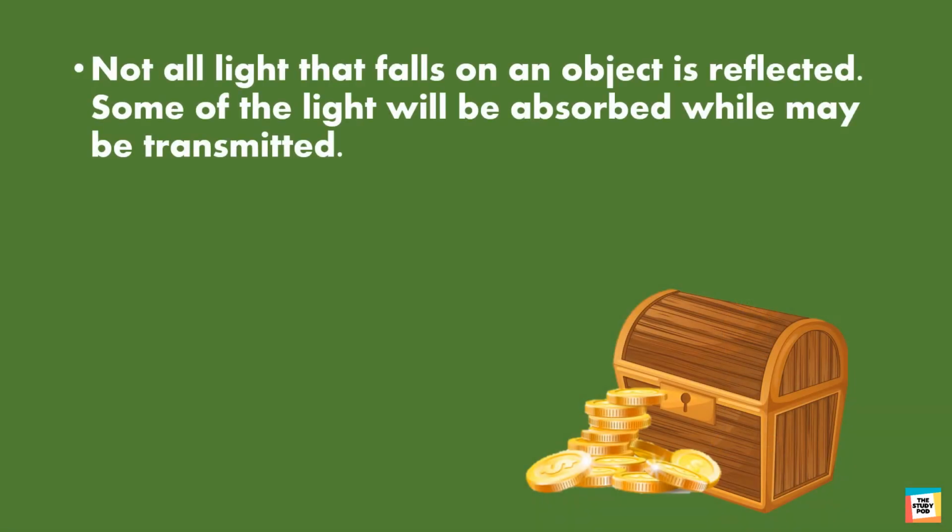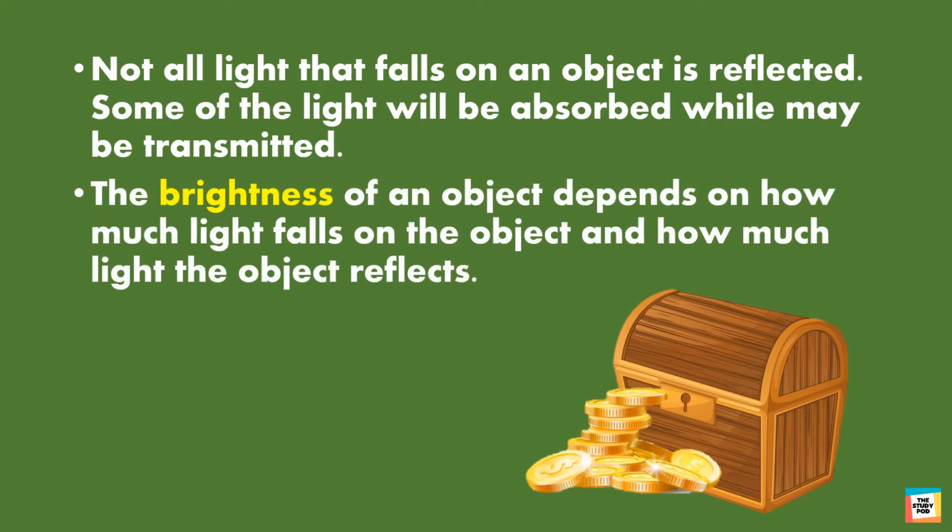Not all light that falls on an object is reflected. Some of the light will be absorbed while some may be transmitted. The brightness of an object depends on how much light falls on the object and how much light the object reflects. Can you tell which of these objects is bright and which is dull?